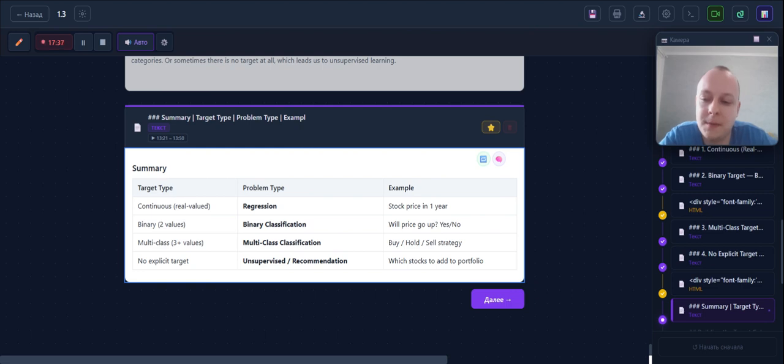So as a summary, continuous real value targets are used in regression problems. Stock price in 1 year, for example. Binary classification uses a binary target, yes or no as an answer, and multi-class is more than two. No explicit target, unsupervised learning, recommendation systems.